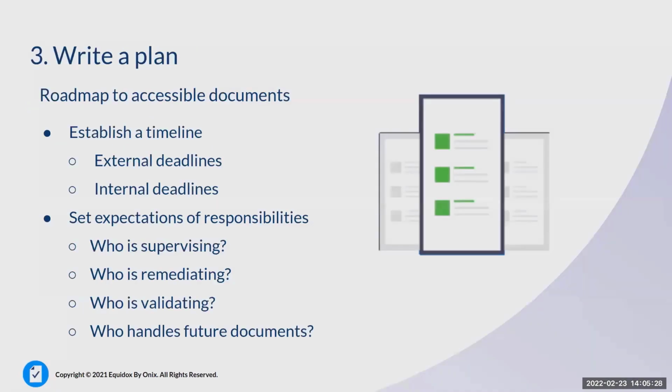The third step would be to write a plan. This is going to help you get on that roadmap to creating accessible documents. So establish a timeline. Do you have external or internal deadlines or possibly both? You might have to set expectations of responsibilities. So who is supervising this project? Who is going to be actually doing the remediation? Who will be validating the documents? And who is going to handle the future documents?